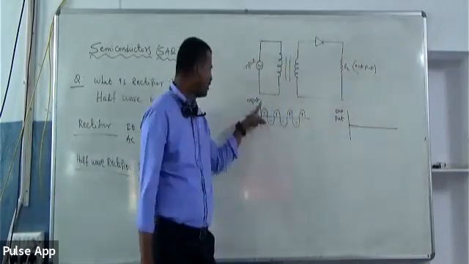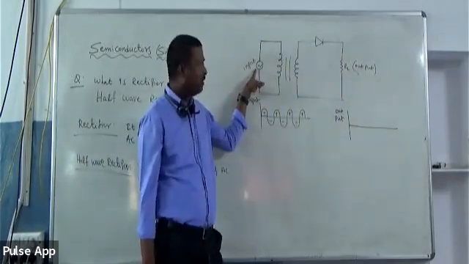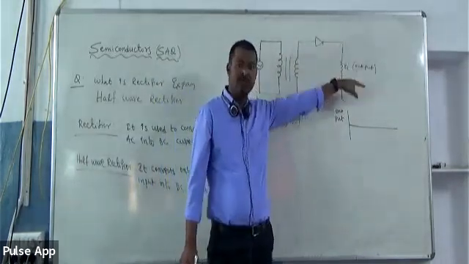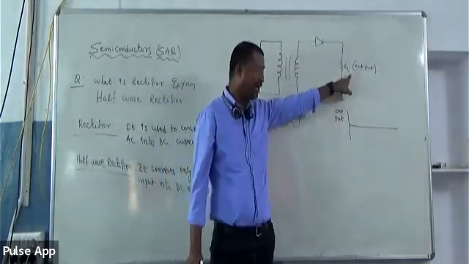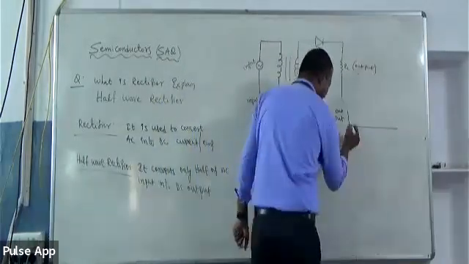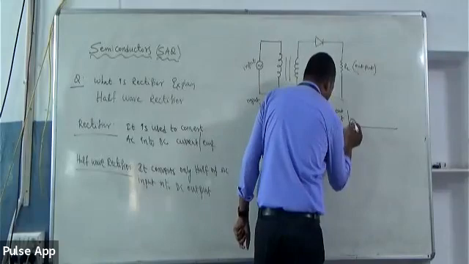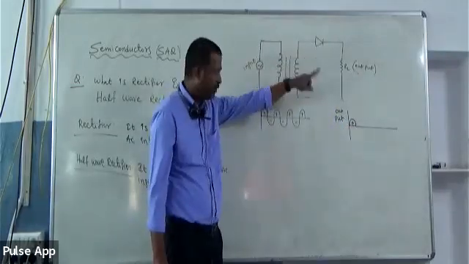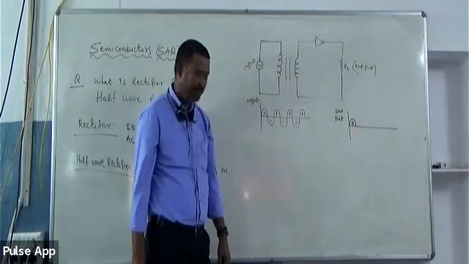When the positive half cycle enters the rectifier, the diode is set to be in forward bias and it allows the output, so that we can collect the output from the load resistor, and the output will come like this. Plus is entered, the diode allows it, and we got the output as plus.